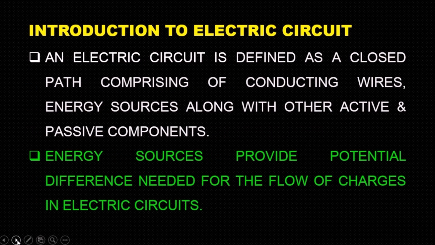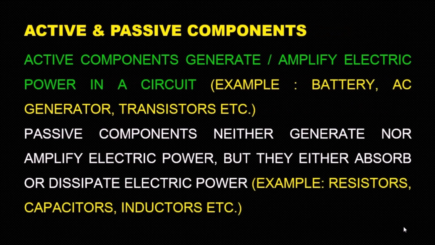What do you mean by electric circuit? An electric circuit is defined as a closed path comprising conducting wires, energy sources along with other active and passive components. Energy sources provide the potential difference needed for the flow of charges in electric circuits. Well, what do you mean by active and passive components?